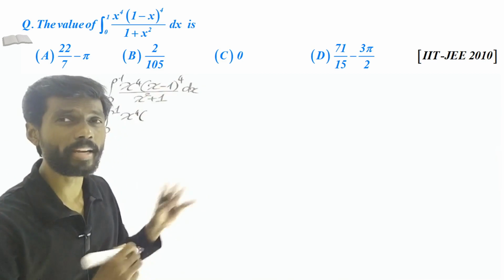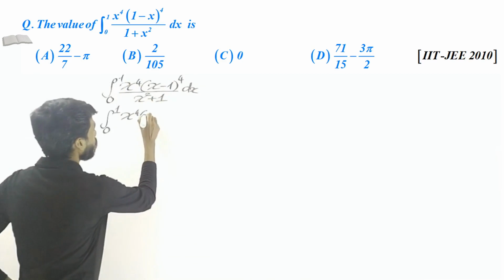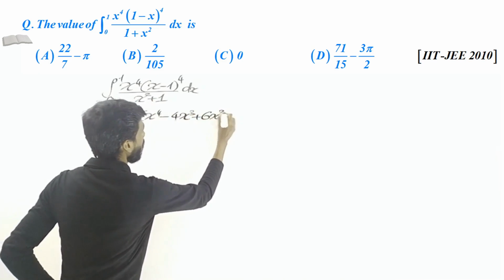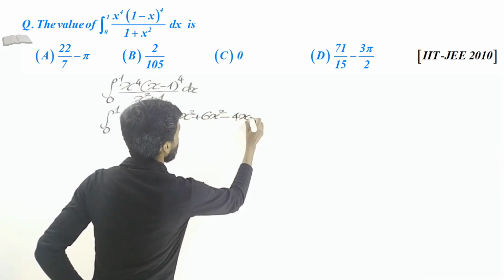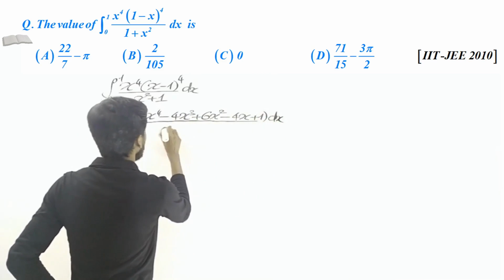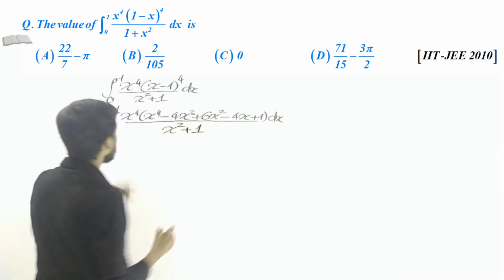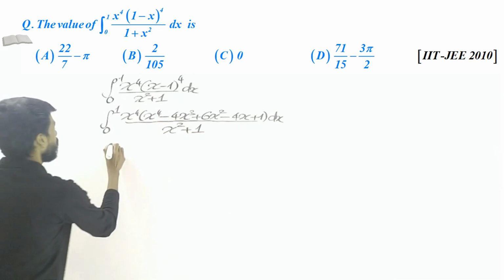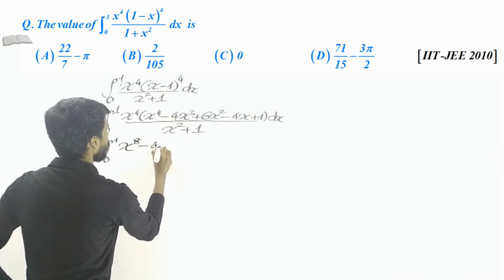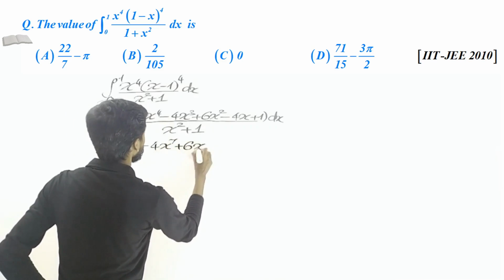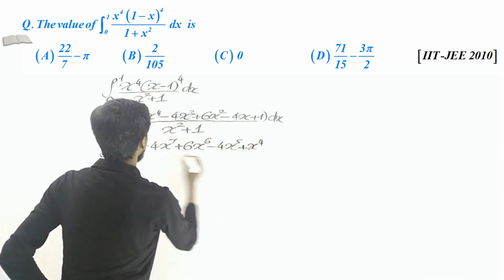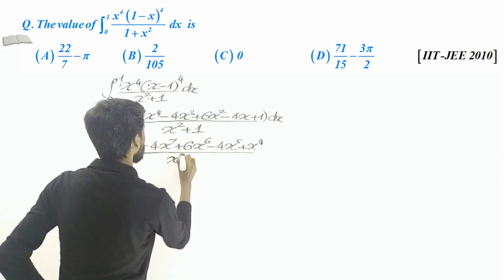We have to use the basic binomial expansion, right? x to the power 4 minus 4c1 x cube plus 4c2, 6x square minus 4c3 x, plus 1 dx, divided by x square plus 1. Okay, now we have to do the multiplication. Let's multiply this. So 0 to 1, x to the power 8 minus 4x to the 7 plus 6x to the power 6 minus 4x to the power 5 plus x to the power 4, divided by x square plus 1.